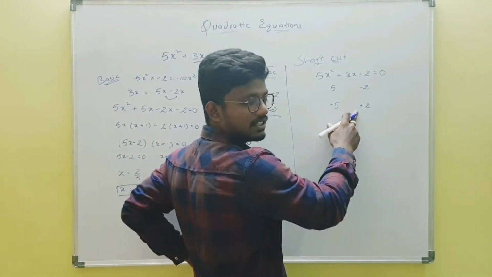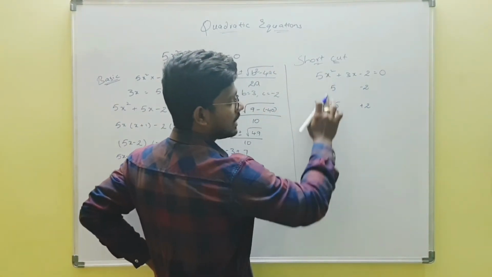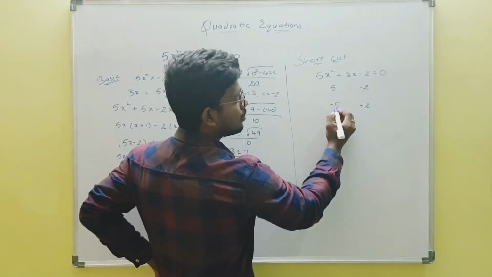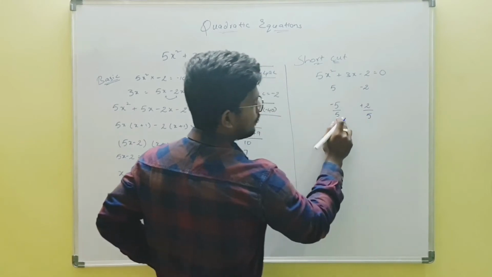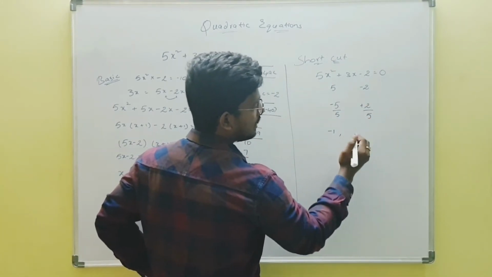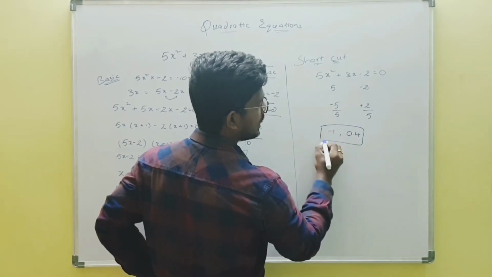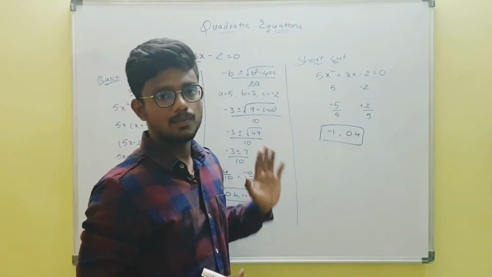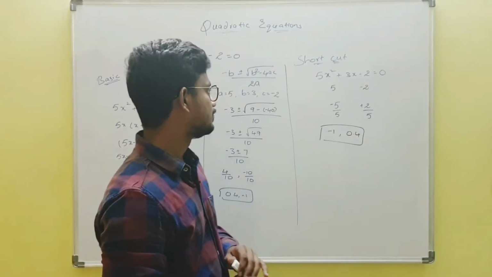After changing the symbols, now I have to divide this with the x square coefficient. Here the x square coefficient is 5. So I am dividing it with 5. Therefore I get minus 5 by 5 is nothing but minus 1 and 2 by 5 is nothing but 0.4. So the roots of the equation are minus 1 comma 0.4. This is how we have to solve in competitive exams.